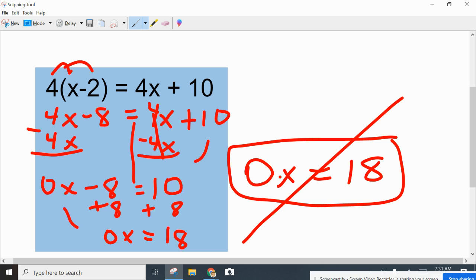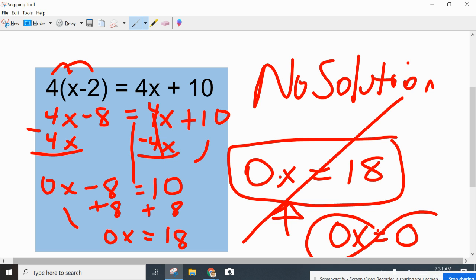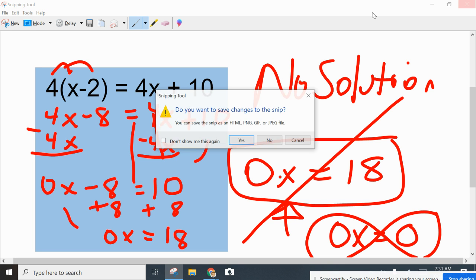This, no solution. There's no way a 0x can ever equal 18. There's no way something times 0 will ever equal 18. So whenever you get 0x, you know it's either going to be no solution, which this one is, or it's going to be infinite solution. Now, what does infinite solution look like from our notes? It would be with the 0. And if you remember my little way of doing it that way, this one is not infinite. All right, it's not infinite.